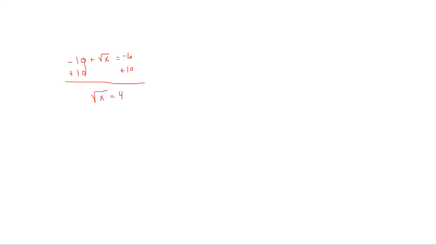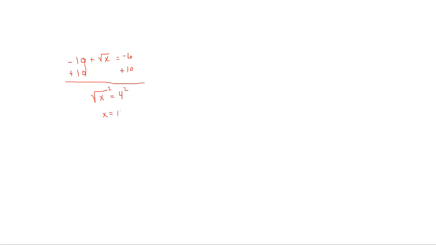Well, luckily, there's only one number out there that has a square root that's equal to 4. And if you don't know it, just keep going. In order to undo a square root, we have to square both sides. So we'll square the left side, and we will square the right side. The square root of x squared is just x. So the answer is x is equal to 16.